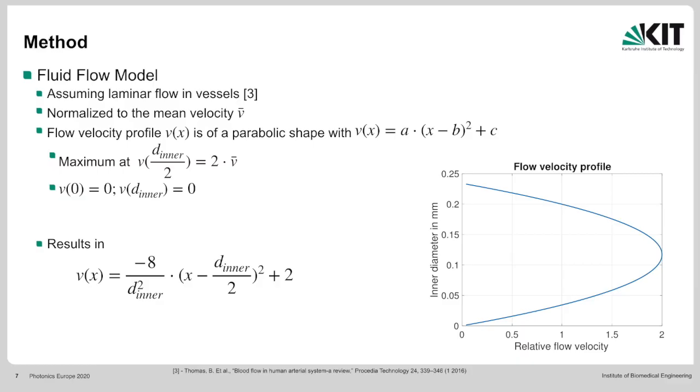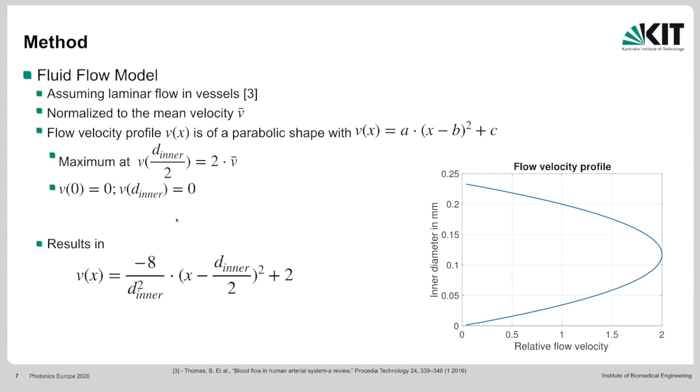So our fluid flow model is assuming first of all laminar flow in vessels, which is a valid assumption. It will also be normalized to the mean flow velocity. The flow velocity in a laminar case is of a parabolic shape, so it can be described by the formula over here. And we have some boundary conditions, for example, at the boundaries of the vessel, so at the depth of 0 or the depth of the inner diameter, our flow velocity is 0, and we have a maximum of the flow velocity in the center line of our vessel, which is twice the mean value of the flow velocity.